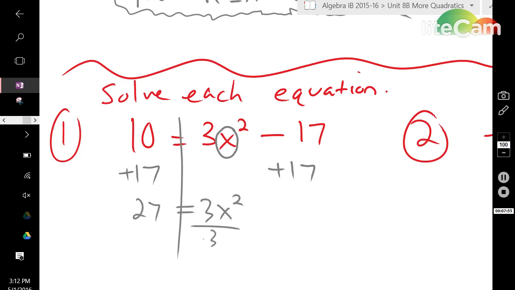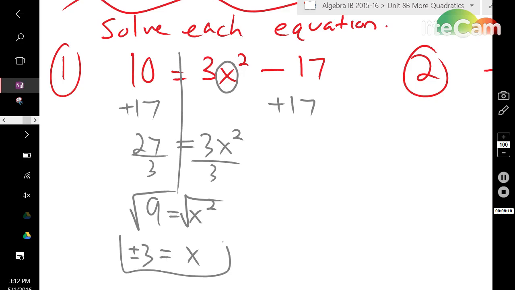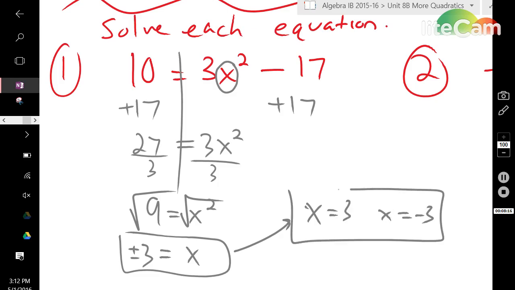Then comes multiplication, so you undo it with division. 27 divided by 3 is 9. Lastly, square root, and x equals plus or minus 3. Or you can write it just as x equals 3, x equals negative 3. Both answers, either way is suitable. Just know that when you write plus or minus 3, you are talking about two separate numbers, not just one.